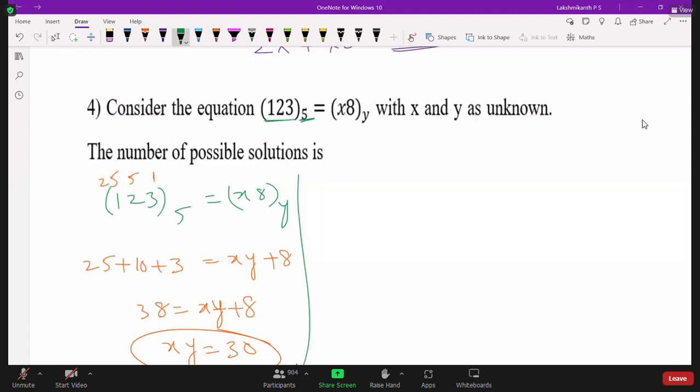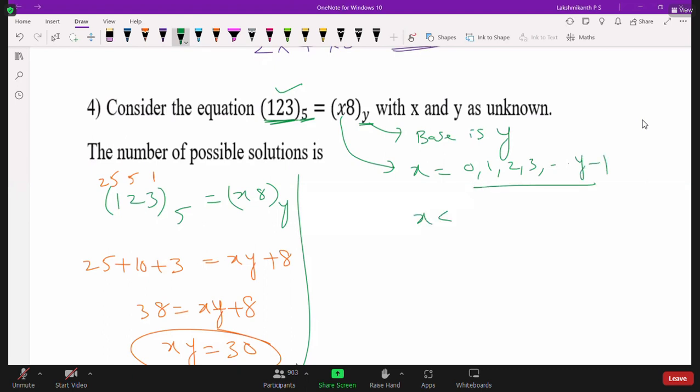Now a very important point here. Look at here, the base is 5. Digits are 1, 2, 3 only. This is valid. Here the base is y. And what about x? This is a 2-digit number. x should be from 0, 1, 2, 3 and so on up to y minus 1. So x less than y should be there. And x is not equal to 0. Why? Because this is a 2-digit number, right?